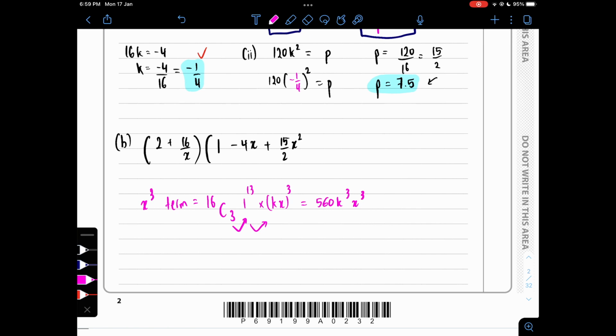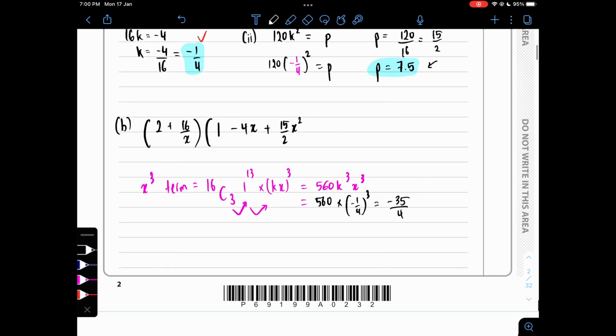x cubed. So now we're just multiplying. So 560 multiplied by minus 1 over 4 cubed. This gives us what? You can check. So 560 times by minus 1 over 4 whole cubed. So this gives us minus 35 over 4. So that's our x cubed term. So this we can now plug back in to our expansion. So this becomes minus 35 over 4 x cubed. That's all we write. That's all we need.